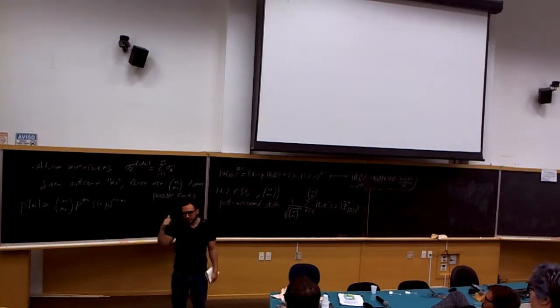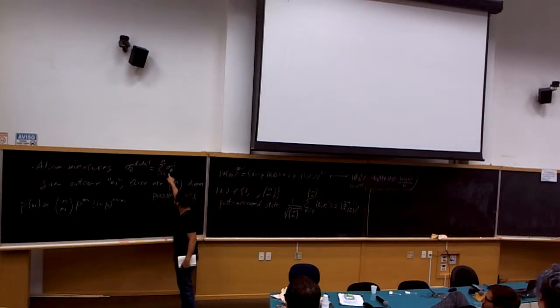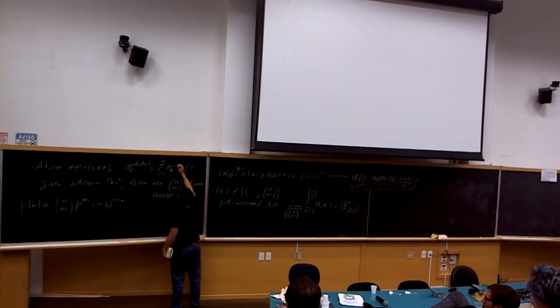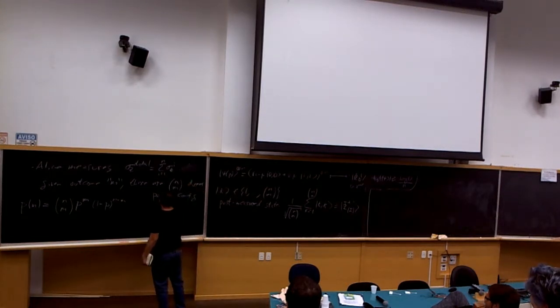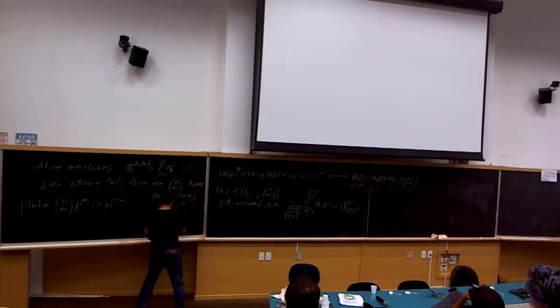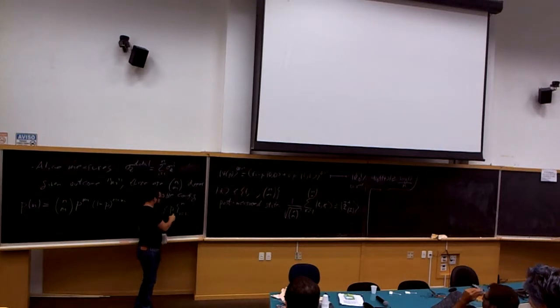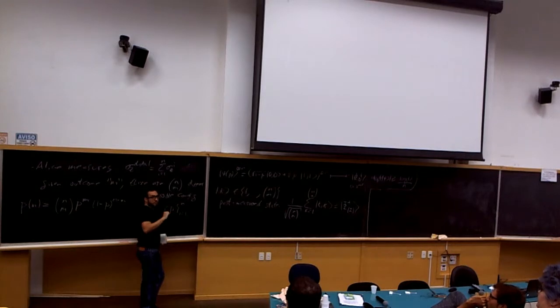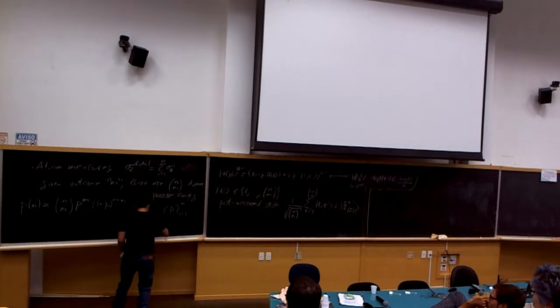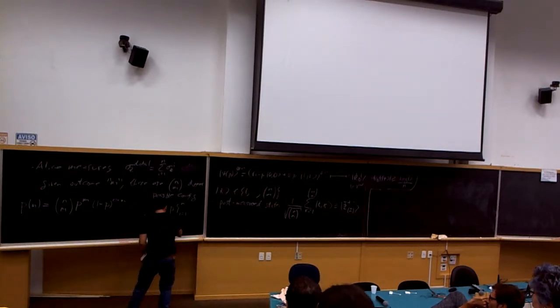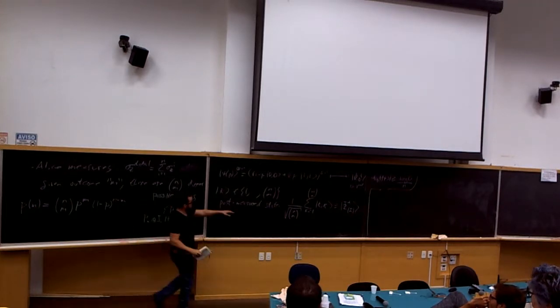So Alice measures this observable. Let's denote the projectors of it by P_i. If it's P1, it has eigenvalue 1, if it's P2, it has eigenvalue 2, and so on. So Alice just gets this outcome m, just this number. And we know that the post-measurement state is P_m applied to the original state, which is exactly this state.